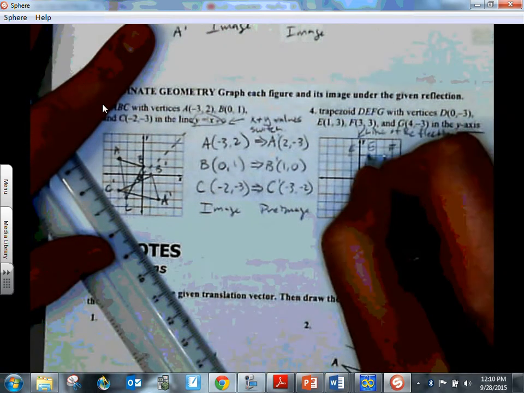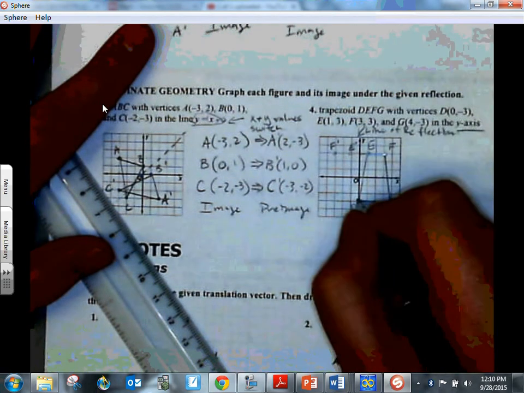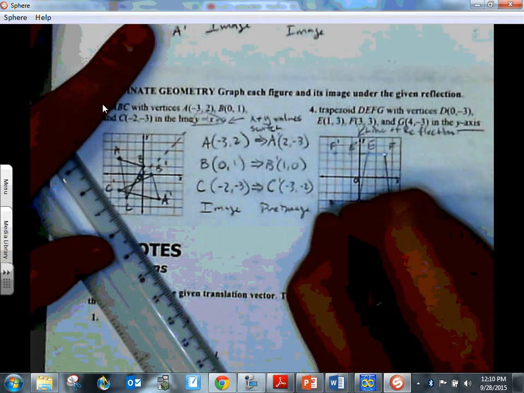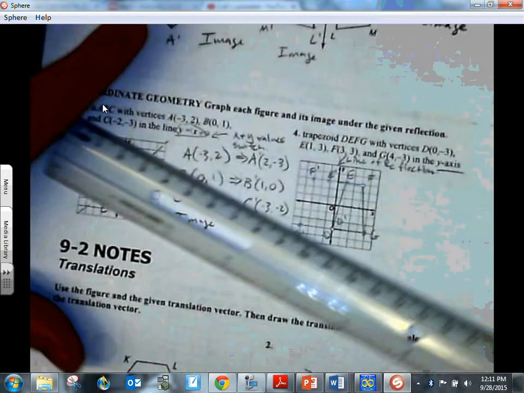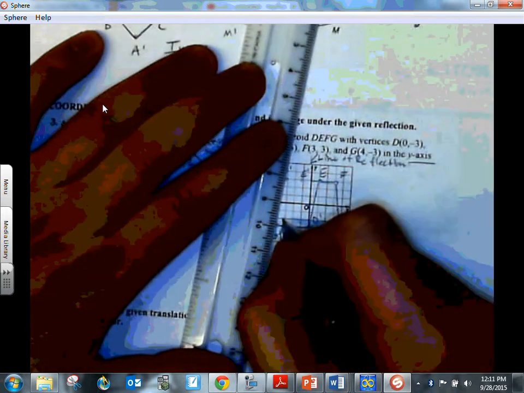I was 1 unit away, so I'm going to draw a point 1 unit away. Point F is 3 units away from my line of reflection, so I'm going to count 3 this way. So this is E prime, this is F prime. D, since it's on the line of reflection, does not change, and then G prime is 4 units away, so 1, 2, 3, 4, and I put G prime, and I'm going to put D prime there as well. So if I draw those and connect those, I should get the same exact figure, but it's just been reflected over.